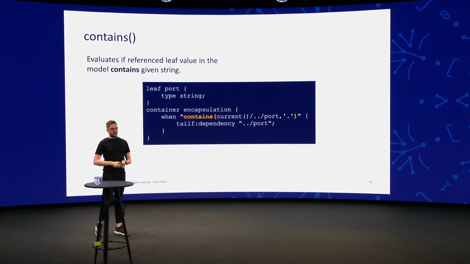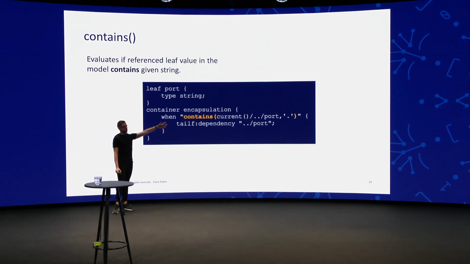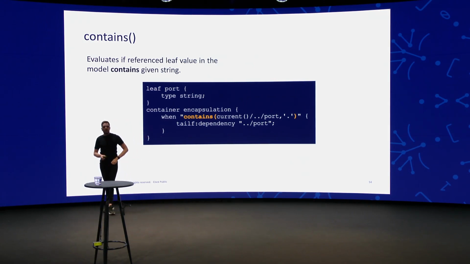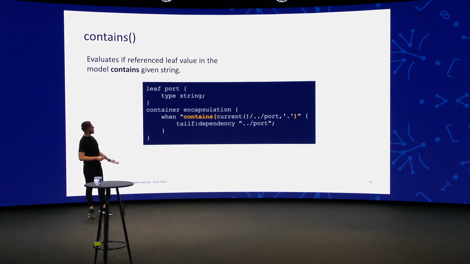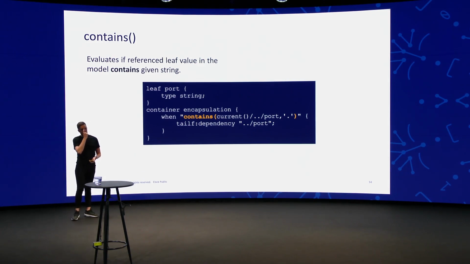Contains is very often also used as an XPath function, where we pass our leaf value as the first argument, and in the second argument we pass what it has to contain. So in this example we have the leaf port and the container encapsulation. We want to activate this encapsulation container only when our port includes the dot.